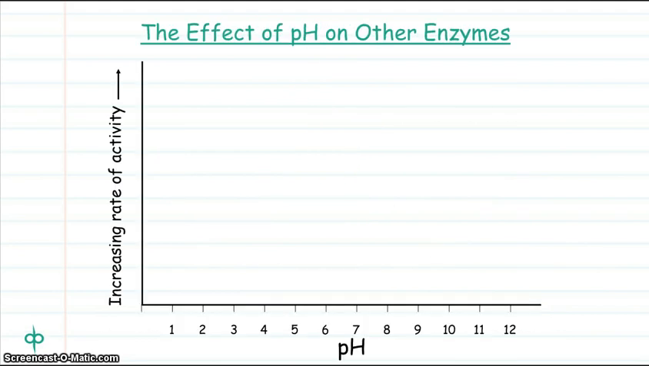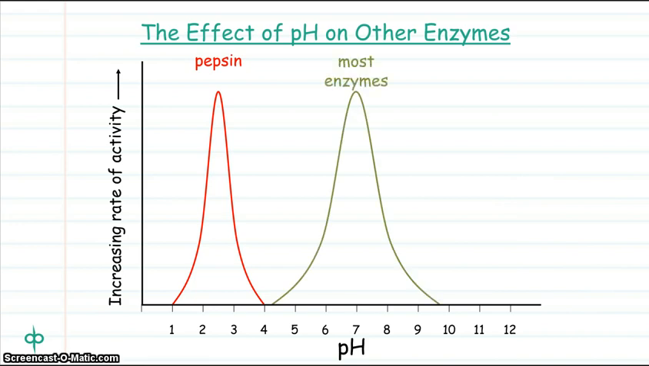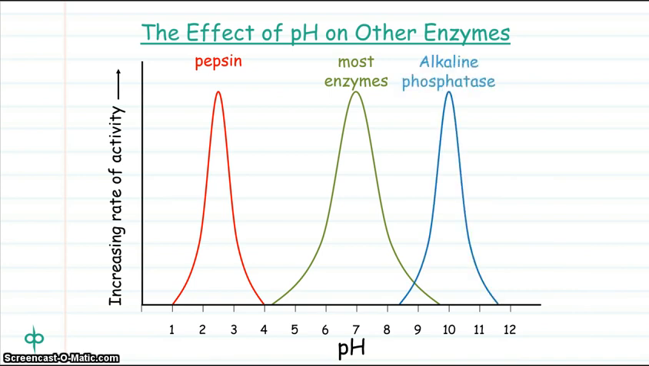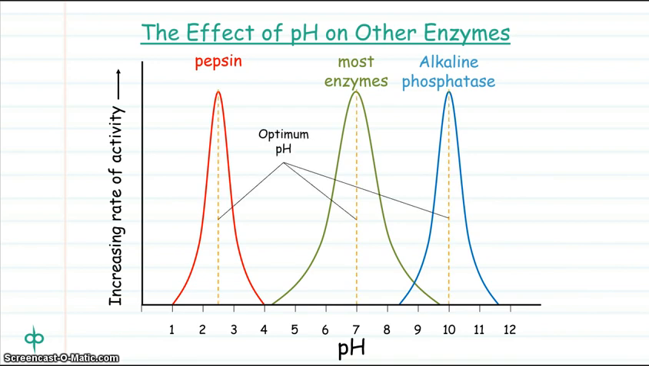Now, if you have a look at the effect of pH on other enzymes, pepsin works well in low pHs. Most enzymes in the body work around a neutral pH. There's one enzyme in particular, alkaline phosphatase, that works best at a higher pH. So the optimum pHs, the pHs at which those enzymes are most active, are like so.